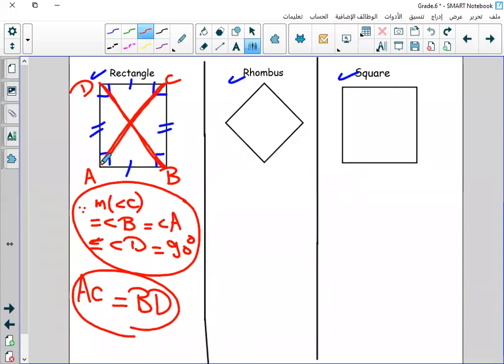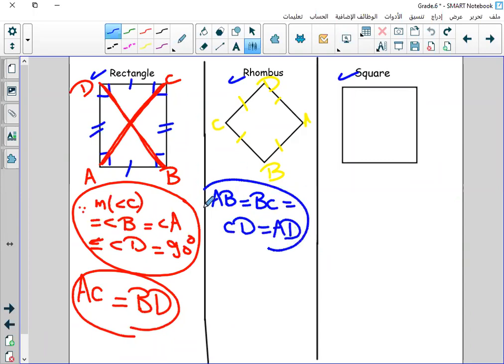Okay, let's go to the rhombus. What is the property of the rhombus? All of its sides are equal in length. All the sides of the rhombus are equal in length. Then we will write AB equals BC equals CD equals AD. Then all of its sides are equal in length.